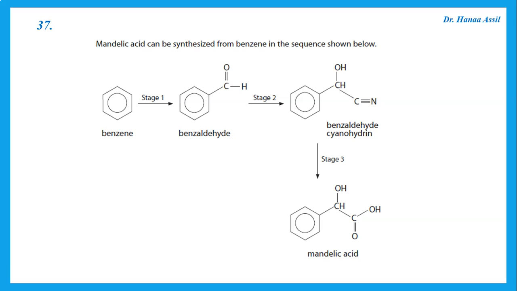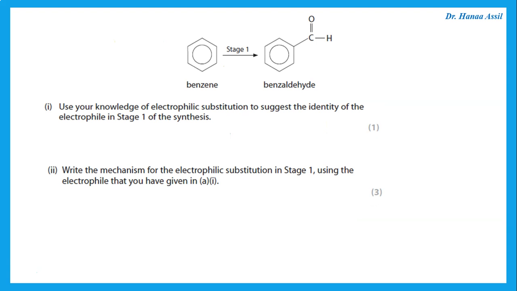Mandelic acid can be synthesized from benzene in the sequence shown below. Please get used to synthesis of compounds starting with something like benzene. So we're starting with benzene and we're trying to make something called mandelic acid through several steps. Use your knowledge of electrophilic substitution to suggest the identity of the electrophile in stage 1.